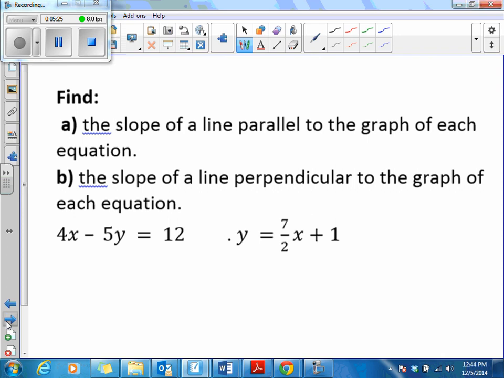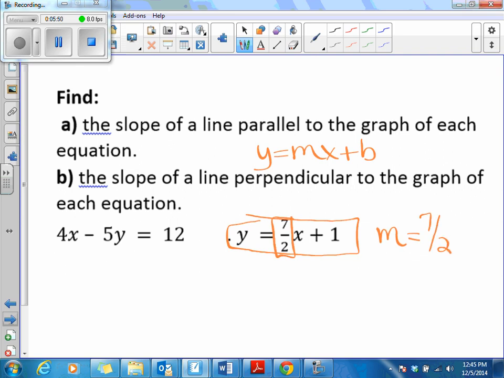This example asks me to do two things. First, I need to find the slope of a line that's parallel to this equation. I also need to find the slope of a line that would be perpendicular to this equation. So again, I need to set both of these up as y equals mx plus b. Thankfully, this equation is already set up for us. So a line that would be parallel to this has exactly the same slope, 7/2. So that's the parallel line. The perpendicular line would have a slope of the opposite reciprocal, -2/7.